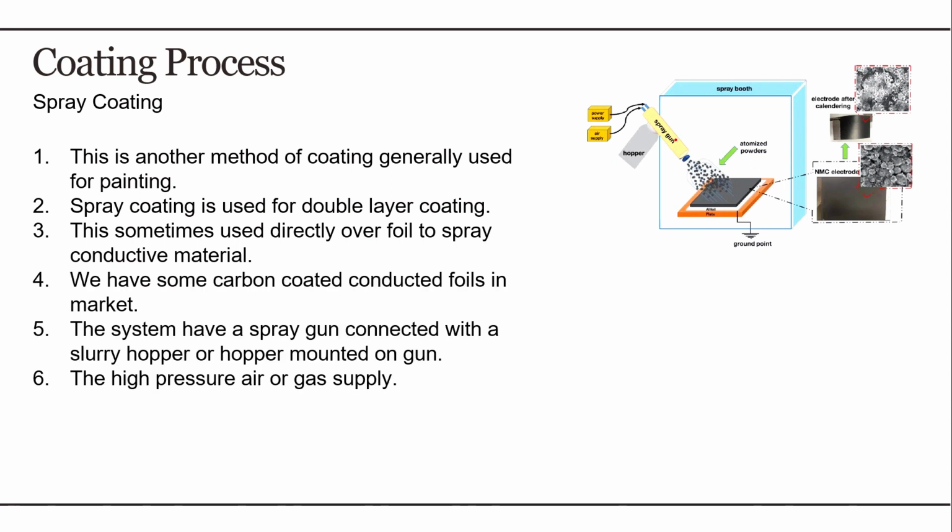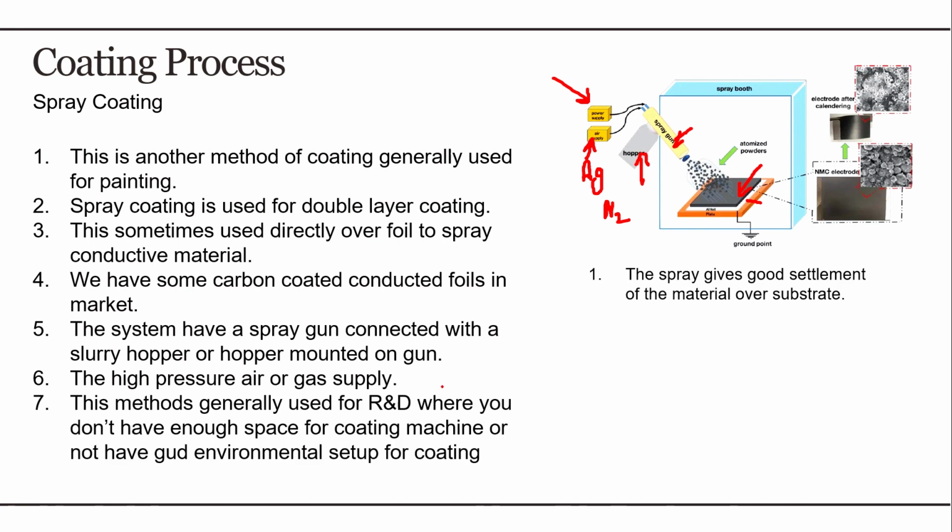So we can see here this system consists of one spray gun, one hopper, and one air supply, or sometimes inert gas, for example argon or nitrogen, and of course we need a power system for that. So this electrode, you can see this is our foil over which we spray our powder material, let's say slurry, which is sticking over the surface.